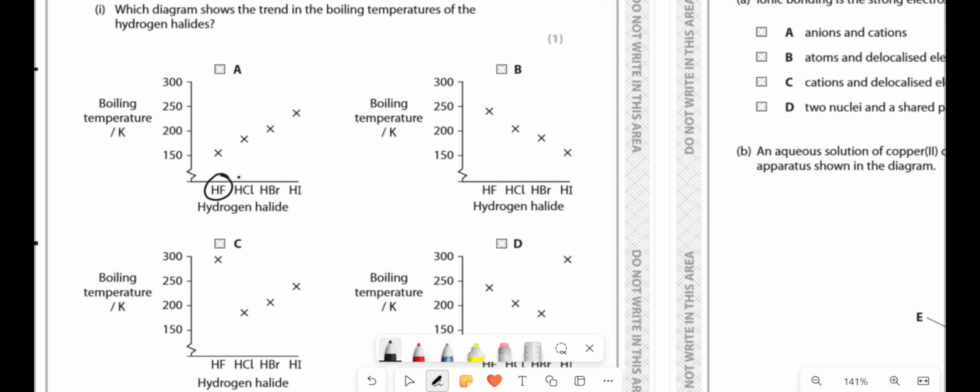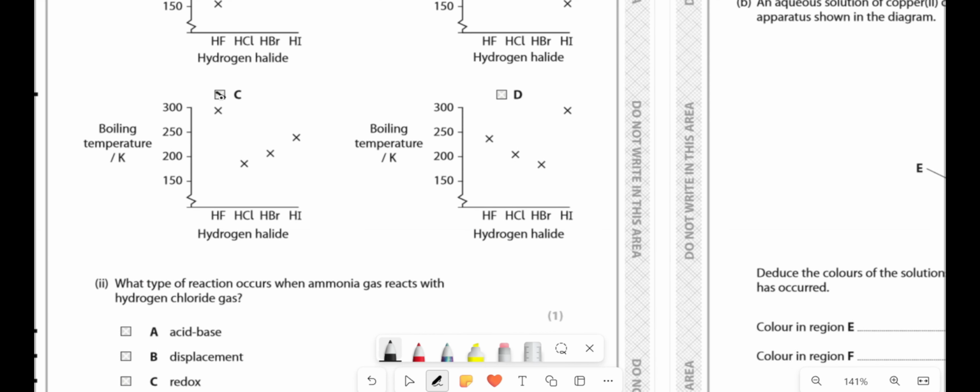But we have HF here. H bonded to N, O or F means hydrogen bonds. So you're going to have this really high one for HF. It's going to drop and then it's going to climb back up, because in between all of these ones, your van der Waals forces, your London forces, whatever you call them, I'm going to call them London forces from now on, increase. So that means the only one that explains that is C.